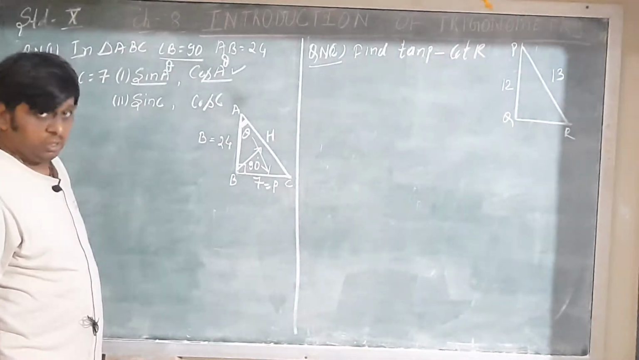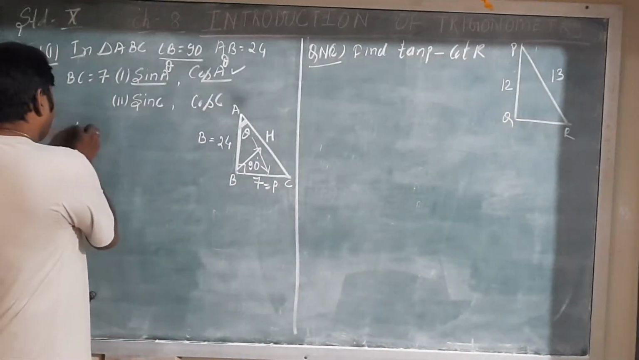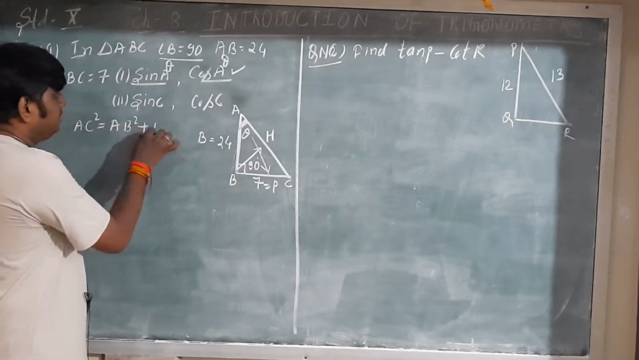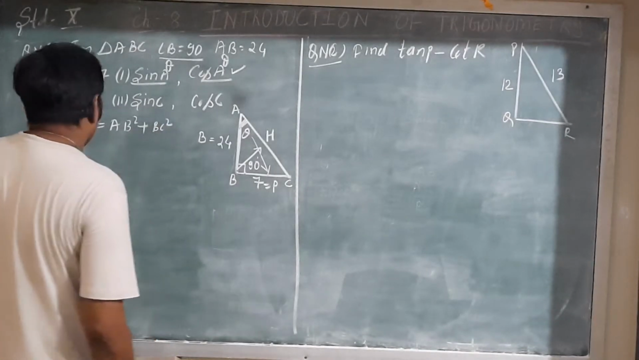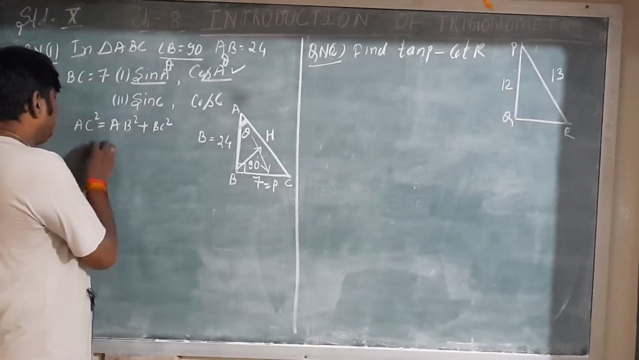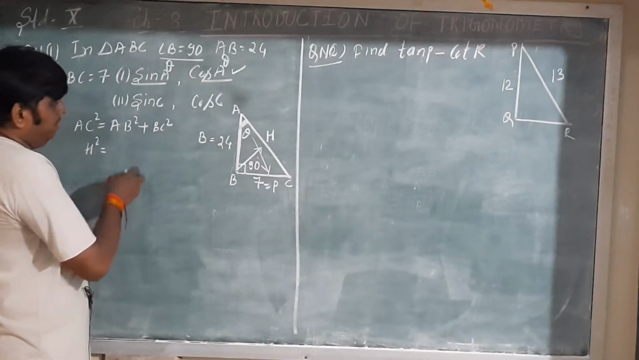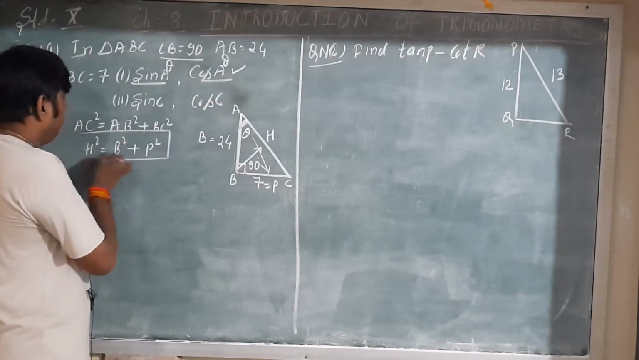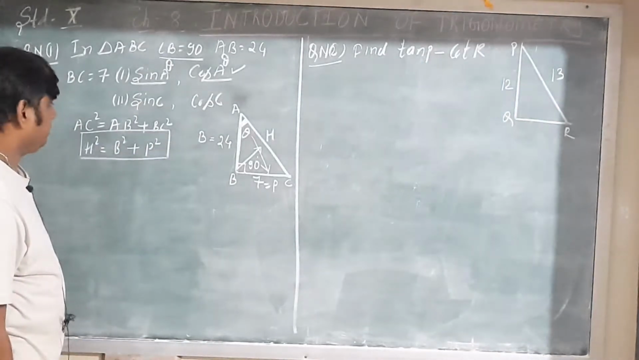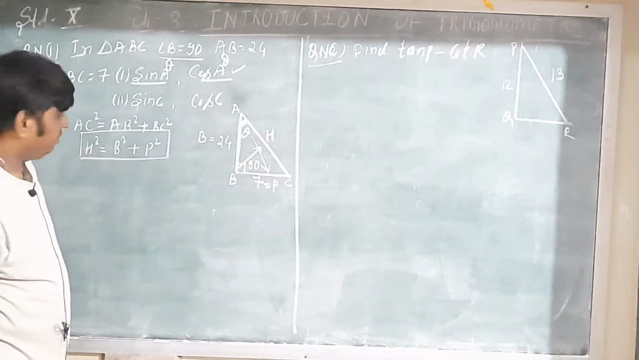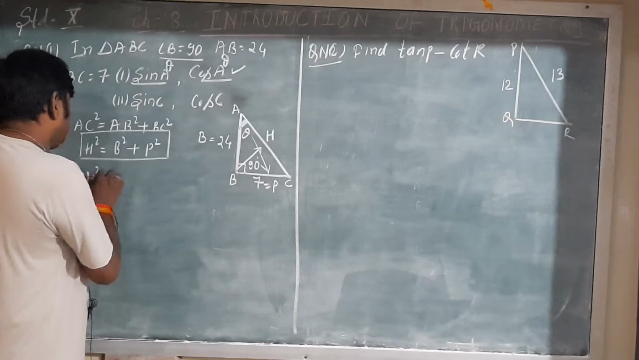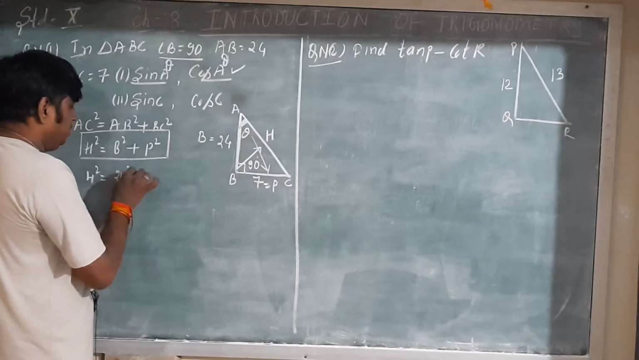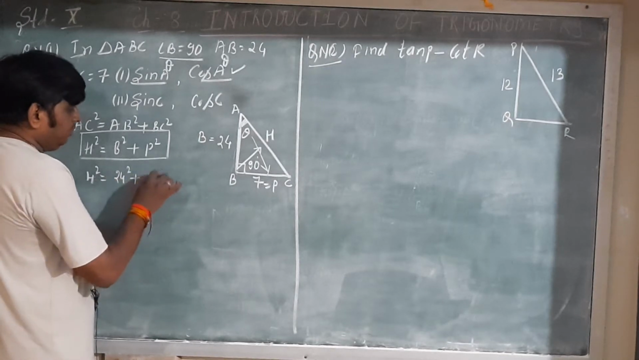So this triangle is a right angle triangle, and we use the Pythagoras theorem. What is the Pythagoras theorem in this triangle? AC square equals AB square plus BC square, right? So AC is the hypotenuse, AB is your base, BC is your perpendicular. We can write this as the formula H square equals B square plus P square, and use it directly. So we find H. H square equals base 24 square plus perpendicular 7 square.